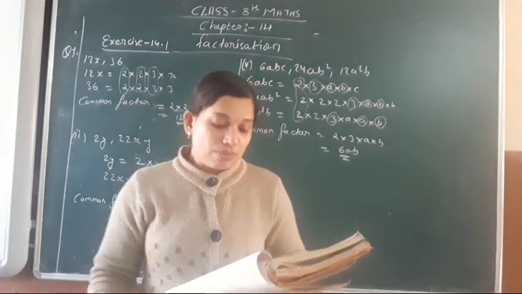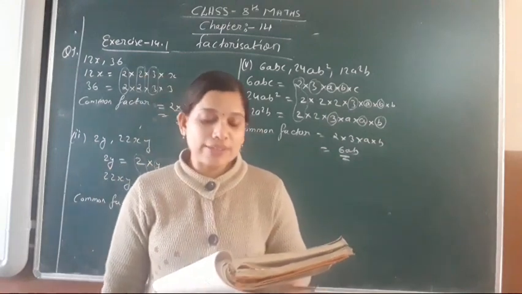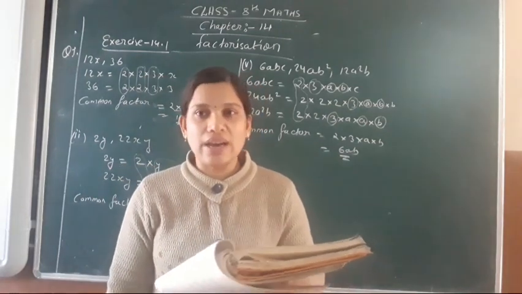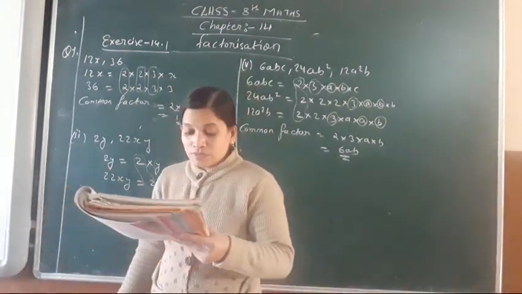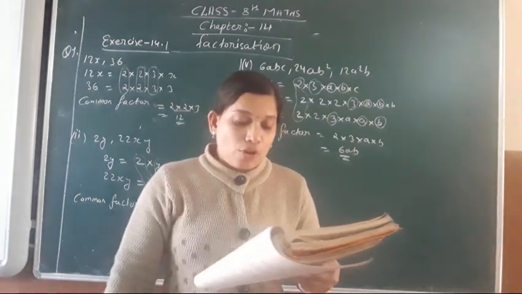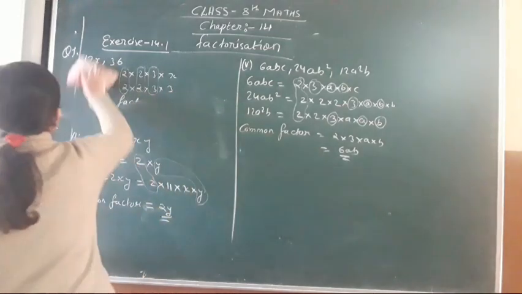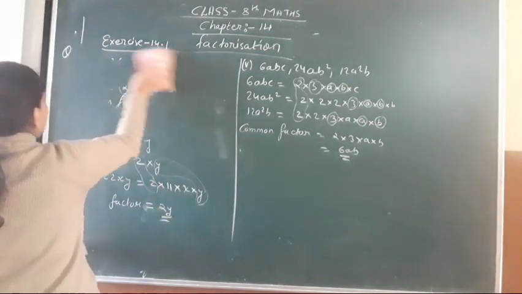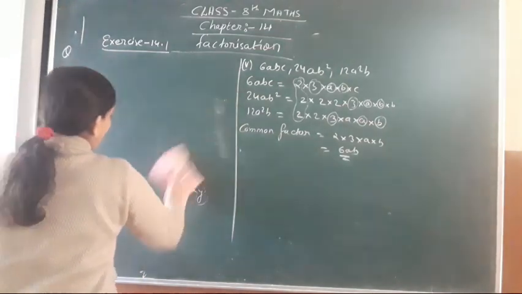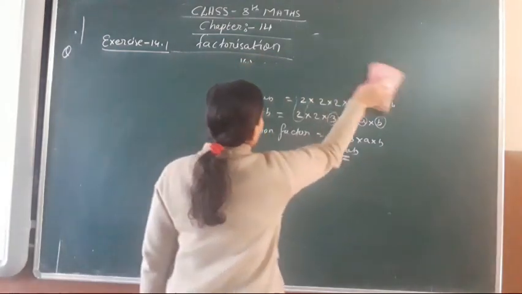Moving toward question number 2. In question number 2 of exercise 14.1, it is said: factorize the following. So it is also the same as question number 1 itself. Look how. What is asked in question number 2? Factorize the following. So look how to factorize the number.